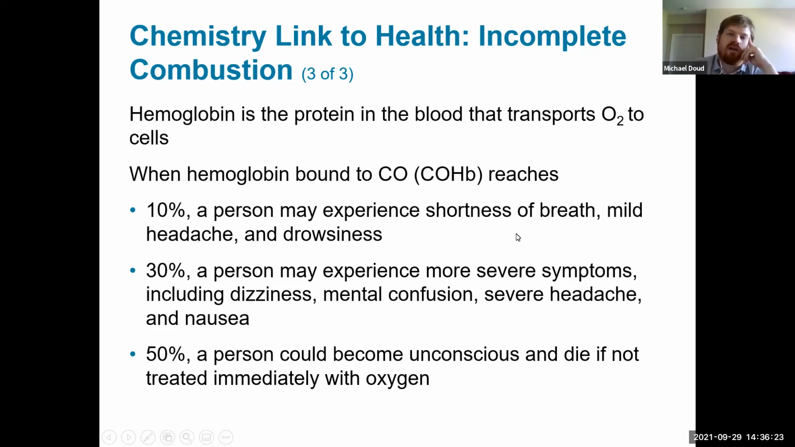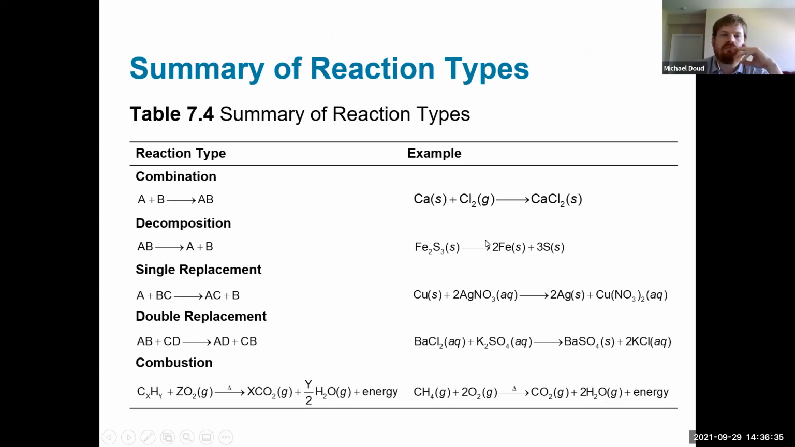So that's carbon monoxide. That's the dangers of carbon monoxide breathing. Interestingly, cyanide works in a very similar way, although it's a little bit more poisonous. And it's not a gas.